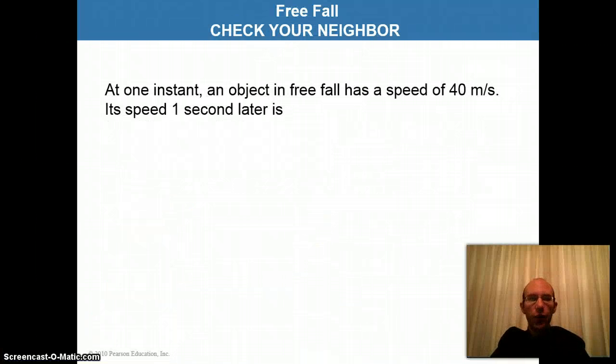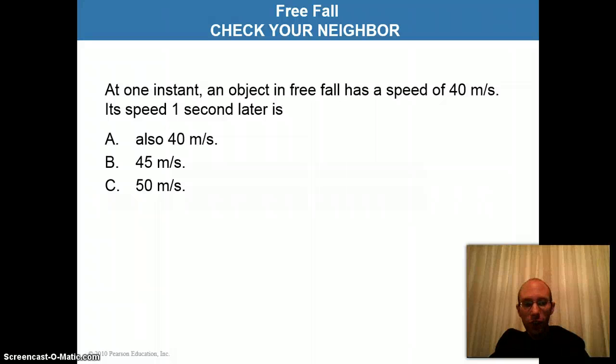Question time, just to see if you remember what free fall means. At one instant, an object in free fall has a speed of 40 meters per second. Its speed 1 second later is what? Also 40 meters a second? Or 45 meters a second? Or 50 meters a second? Or none of the above? Pause the video now to select your answer.